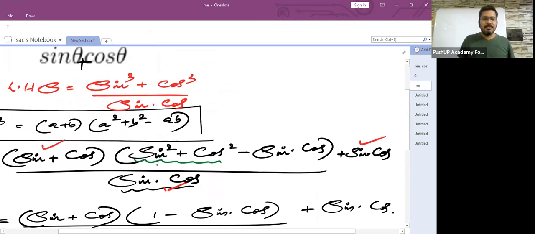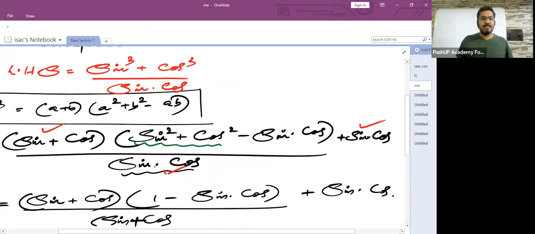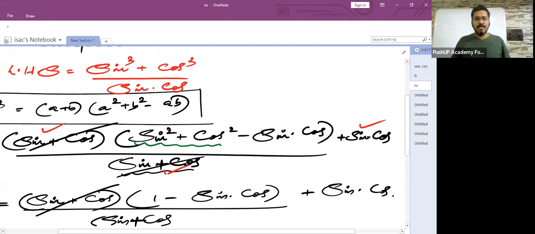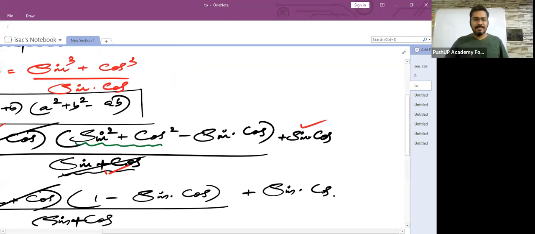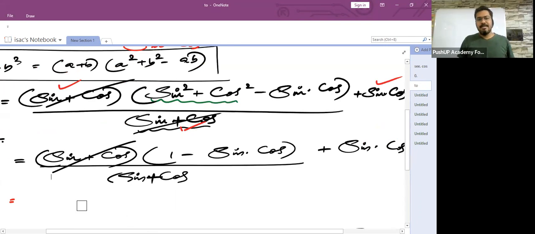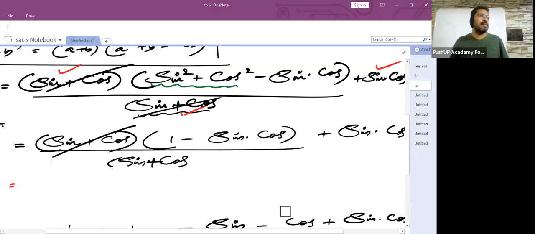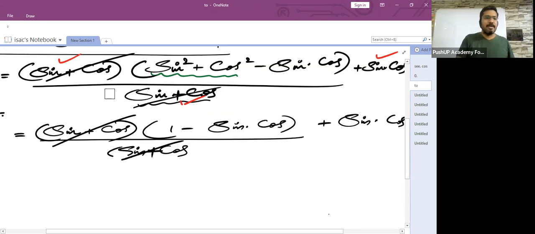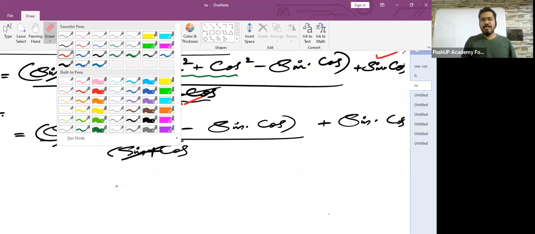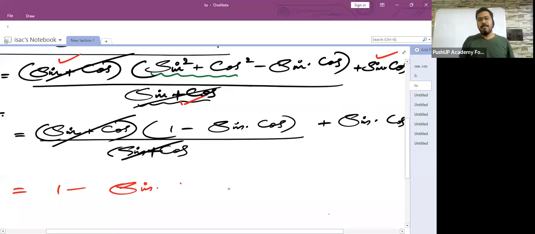Now it's very easy, children. Sine plus cos. Hey, boys and girls, listen. What will happen next? Sine plus cos will get eliminated, right? Now it is very easy. Sine plus cos will get cancelled. So next will be 1 minus sine cos plus sine cos. Wasted 5 minutes. 1 minus sine into cos plus sine into cos. Now these two will get eliminated. The answer is 1.